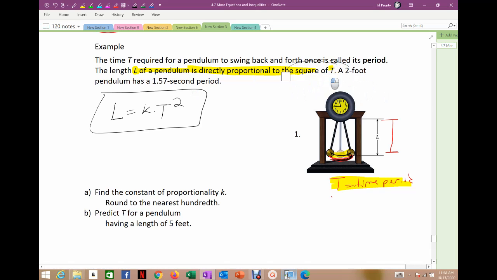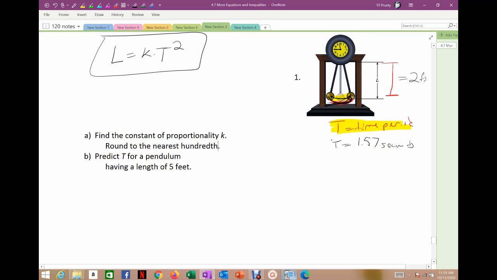All right. Suppose that we know that the pendulum length is 2 feet, so it's a very tall grandfather clock. And we know the time it takes to swing back and forth is 1.57 seconds. So that's the time. Find the constant of proportionality, find the k. Round to the nearest hundredth.